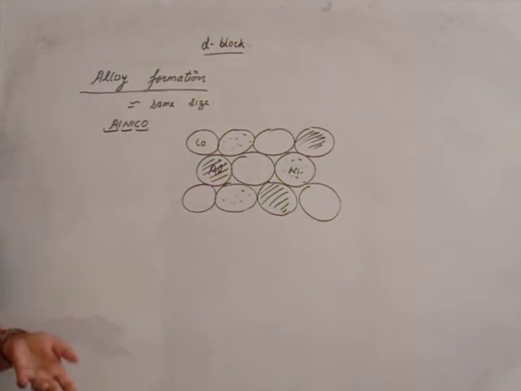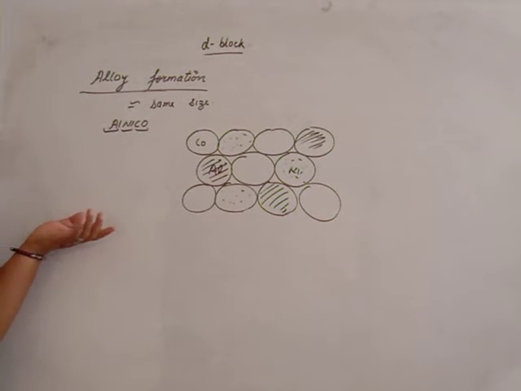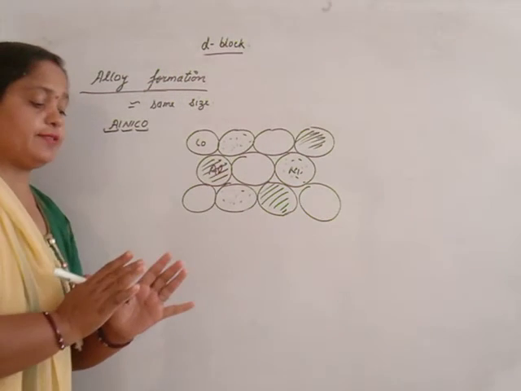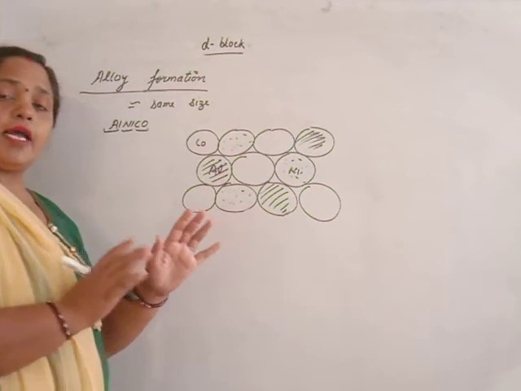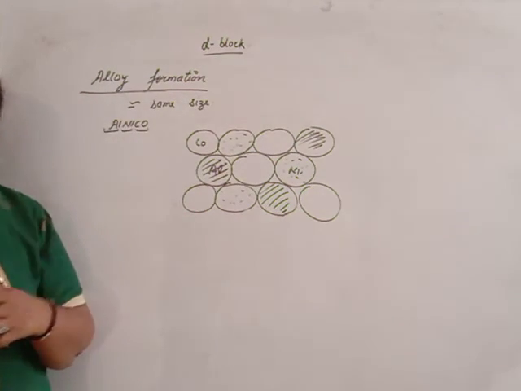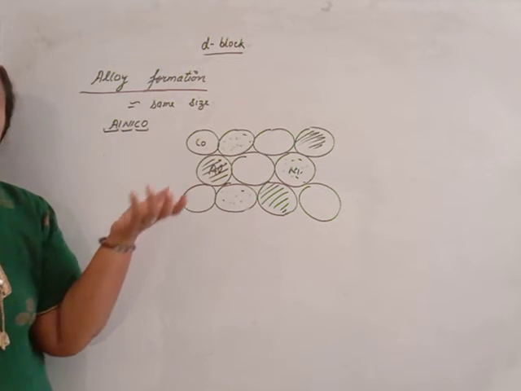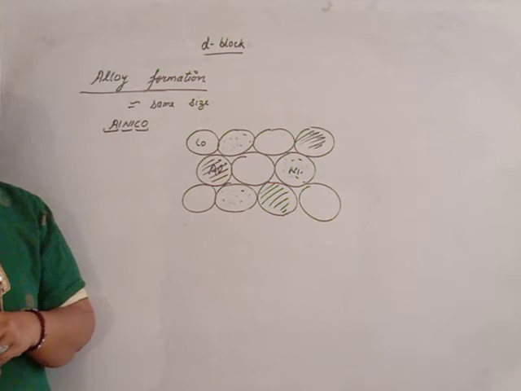Alloys also have good quality as compared to the pure metal. Interstitial compounds and pure metal have approximately the same properties, but alloys are far superior to the pure metal.